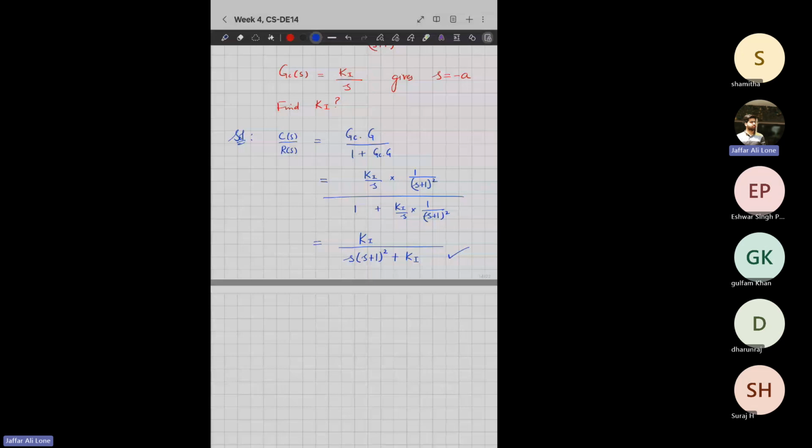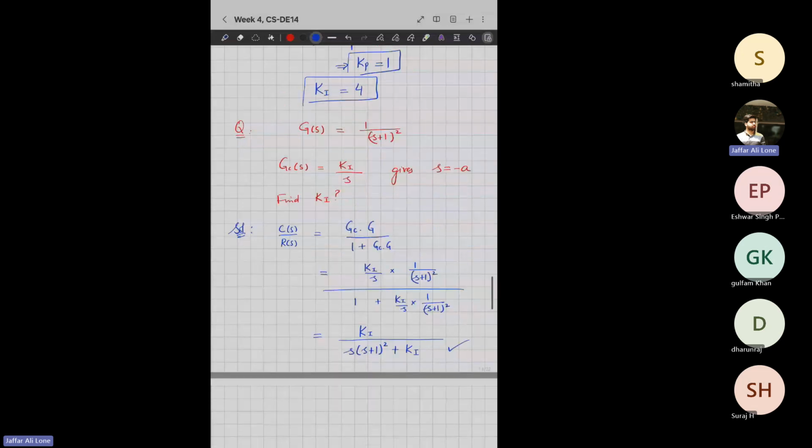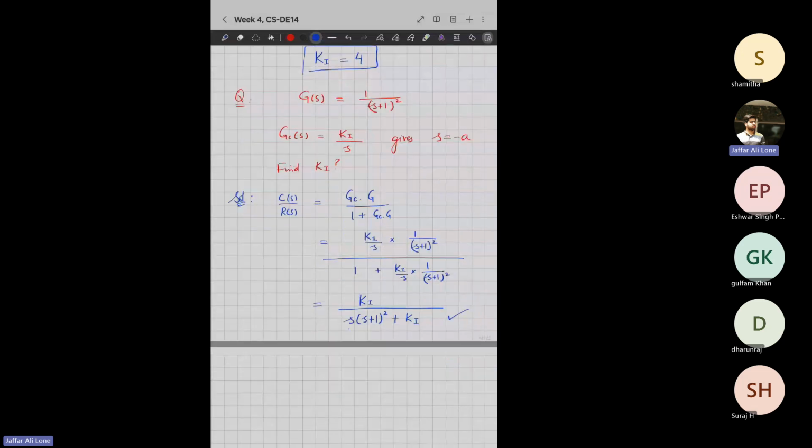Now the question is saying the closed loop gives a pole at S equal to minus A. This is my closed loop transfer function. It actually has three poles, because in S plus 1 whole square the two S square terms are here, and there is also one S before S plus 1 whole square. So there are actually three poles.